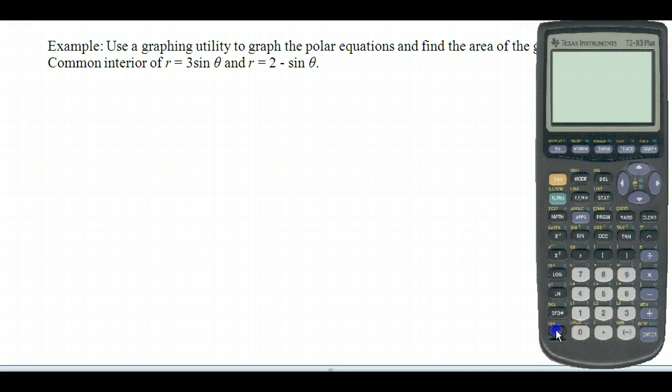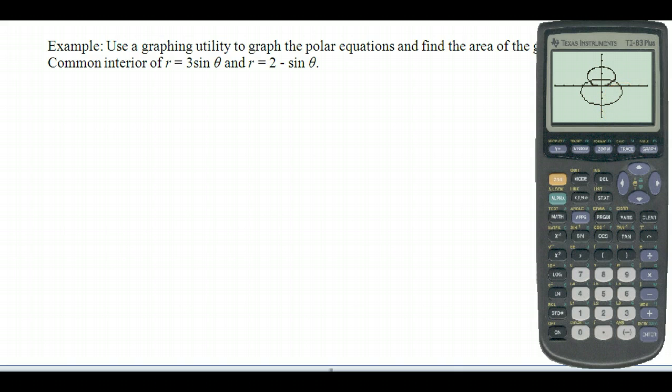And if we graph it, there's a picture of it. So I have 3 sine theta. That's the first equation, and I'm going to press on 3 so that it graphs it for us. And then our second region is 2 minus sine theta. And when we graph this, we get that first circle is a 3 sine theta. This bottom circle will be 2 minus sine theta.